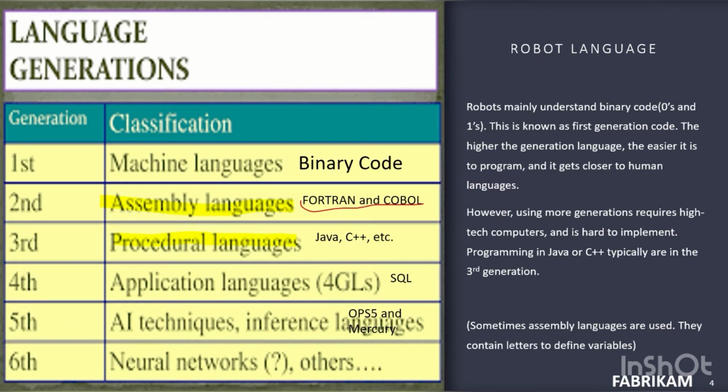So what we typically program in is second to fourth generation. Second generation language is Fortran and COBOL. Third generation is the most common, which is Java, C++, Python, anything like that. And then fourth generation is SQL.